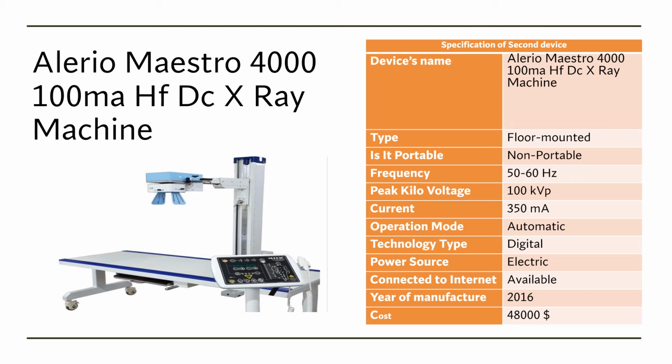The second device was the Elerio Mastro 4010 MA HF DC X-ray machine. It's floor-mounted, non-portable, same frequency we want. The peak voltage was 100 kilovolt peak, and the current was 350 milliampere. It was automatic, digital, electrical. Even the internet connection was available. The year of manufacturing was 2060, and the cost was affordable.